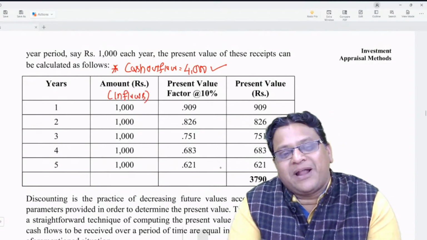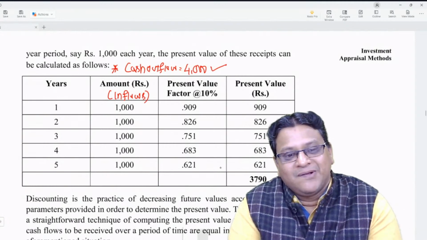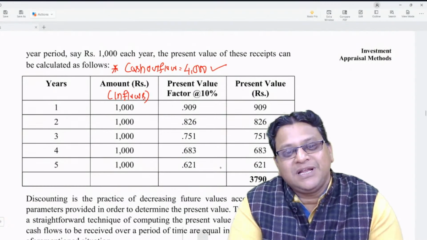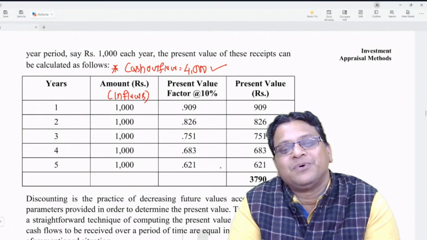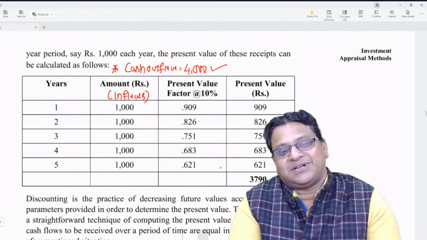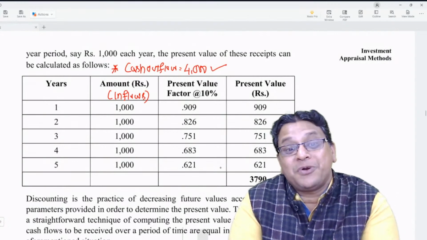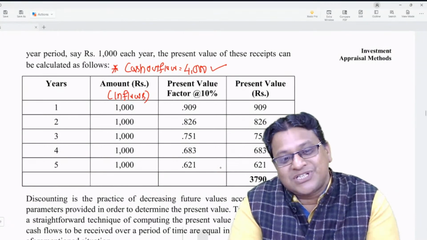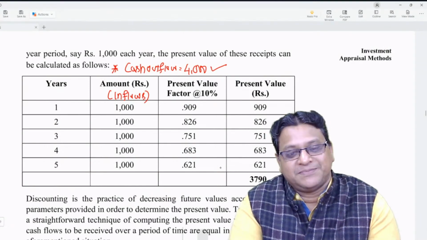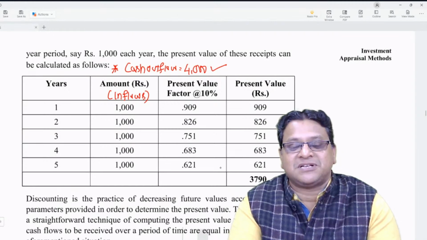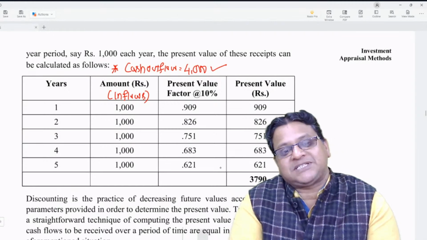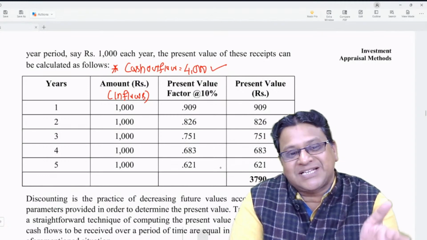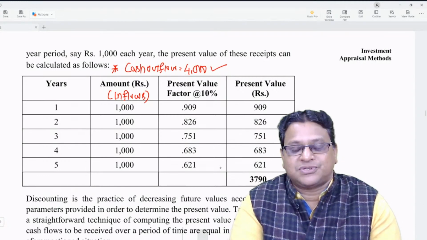Now a common man will add the inflows. He will get 5,000 and he has to put in 4,000. He will say that I will get a profit of 1,000, so I should do the project. A layman does this because he does not consider the time value of money. But as a finance professional, what will we do? We will discount these cash flows.